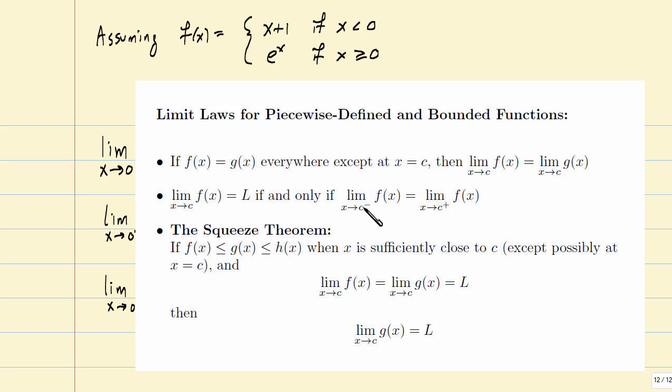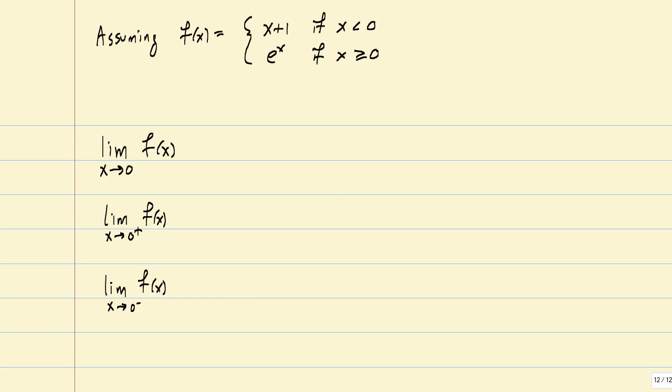noting that only if these things agree, do we have a common, overall limit value. So only if the limit coming in from the left and the limit coming in from the right exist and agree, can we say this? Okay, so what is this limit as x approaches 0 from the right? Well, if we're approaching 0 from the right, we're always positive, we're always bigger than 0. Which piece applies? That would be this one. So I can replace f of x with e to the x.